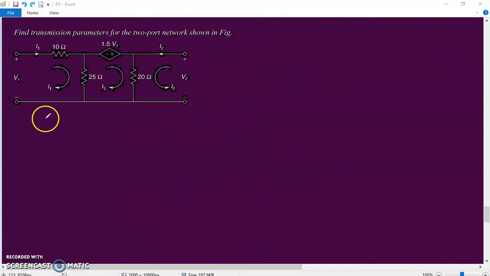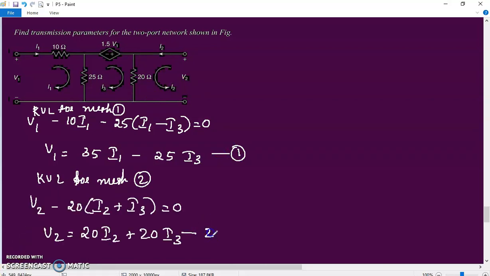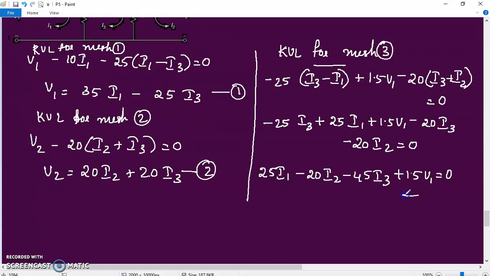Question: find the transmission parameter for the two-port network shown in the figure. So here in the question itself the mesh currents are shown. So let's write the KVL for mesh 1. This is equation number 1. KVL for mesh 2. Let it be equation number 2. Next KVL for mesh 3, equation number 3. Here we have an equation in I1, I2, I3 and V1.